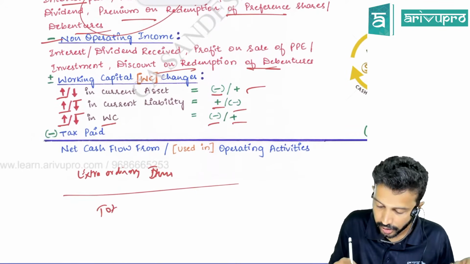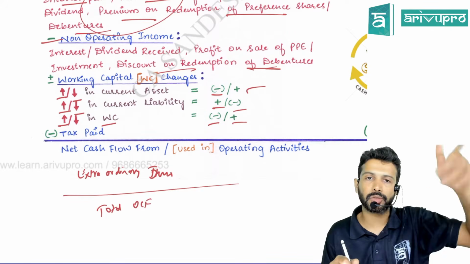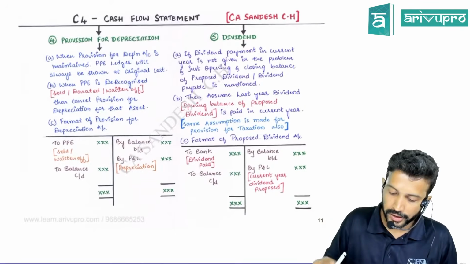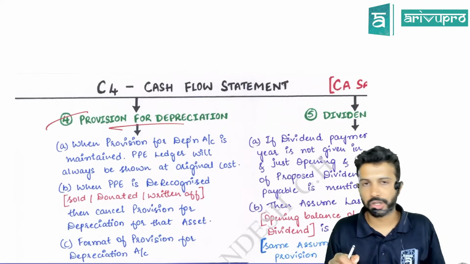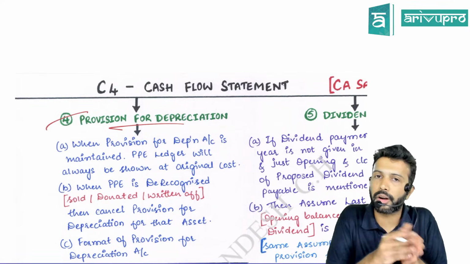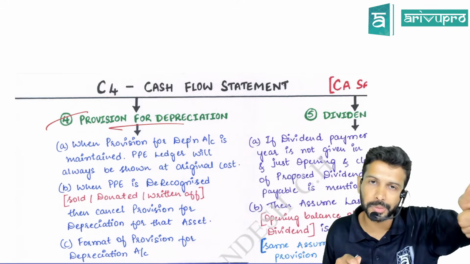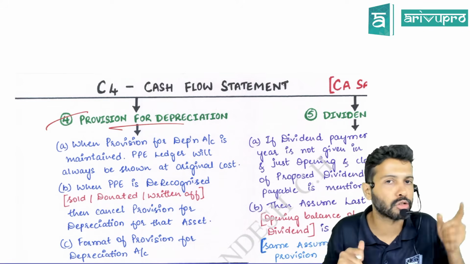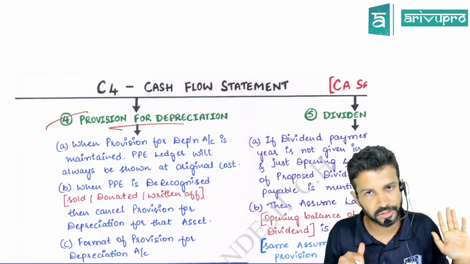Then you'll get the total operating cash flow, which will get reflected. This is one. The next one is provision for depreciation. Depreciation can be accounted under one of the 2 methods. One is the charge method. Another one is provision for depreciation. Provision for depreciation is also known as accumulated depreciation.